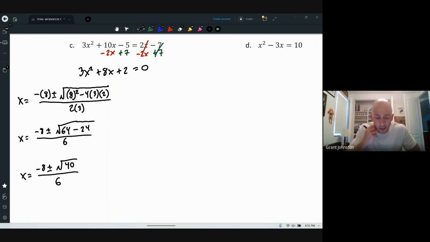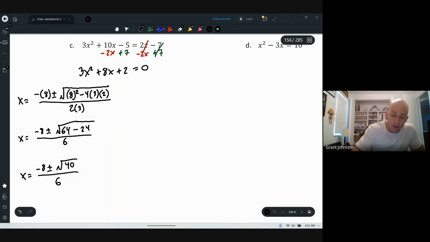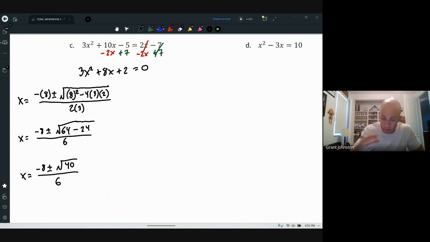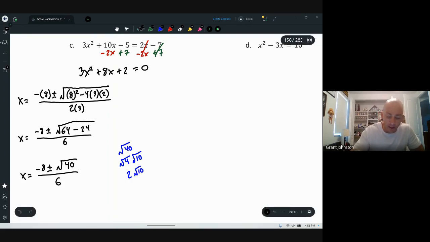So maybe I'll do that in blue. Trying to find a nice spot for it. I'll just do it in here. So the square root of 40 simplifies, right? We can break that up. So that could be the biggest perfect square, I think just 4. 4 times 10 is 40. And the square root of 4 is 2. So 2 root 10.